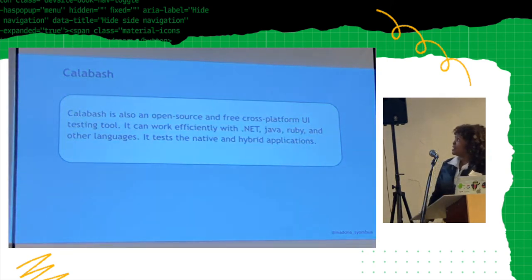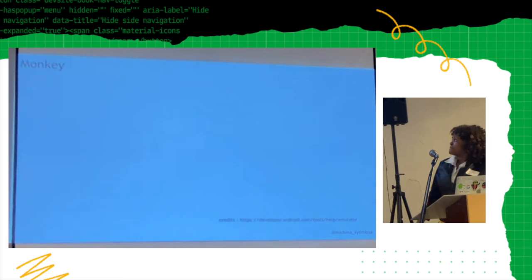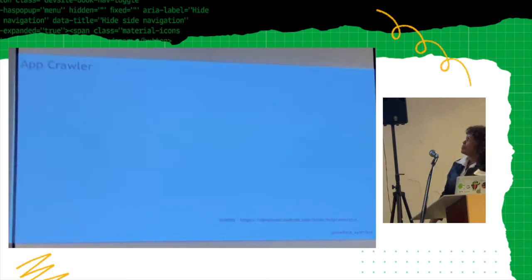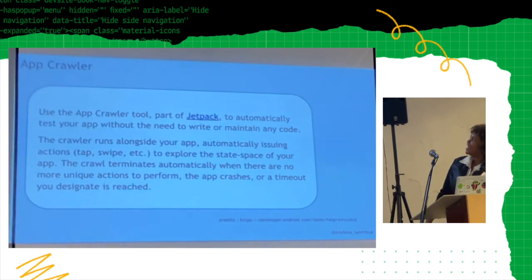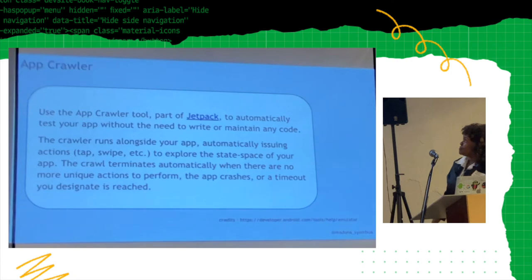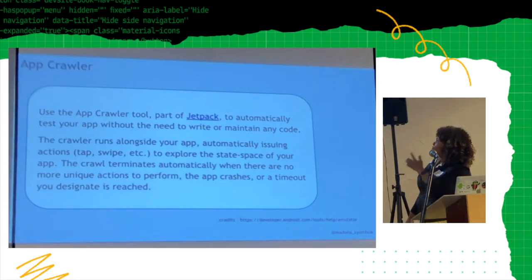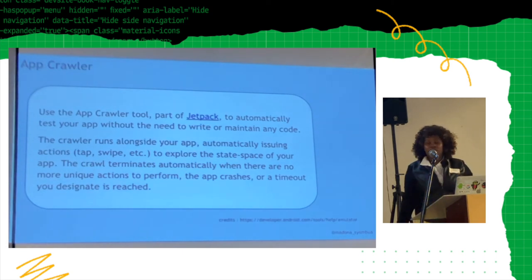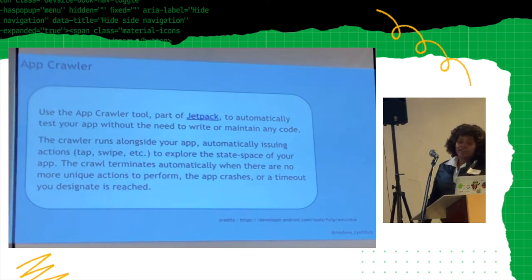So I also talk about Calabash and Monkey and App Crawler. As you can see, App Crawler is part of Jetpack to automatically test your app without the need to write or maintain any code. So maybe it's something that we can all look into, because this was also pretty new to me. I was like, wow, we have an App Crawler now, so maybe I can use that too. I've not used it myself at work. We use a lot of Espresso.